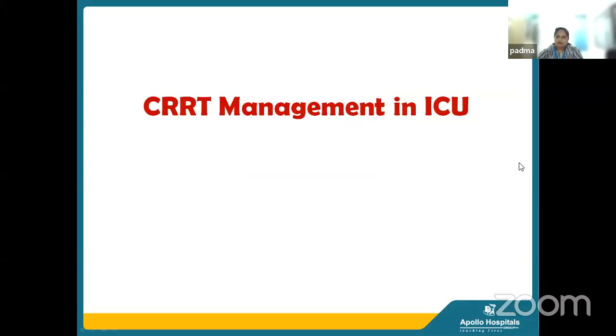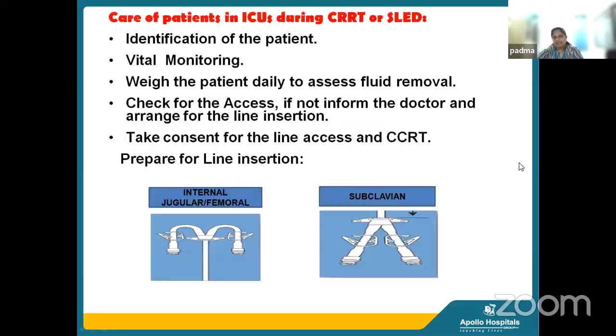And one more type of dialysis we do in ICU is CRRT. So, care of patients in ICU during CRRT, and SLED, which is slow low-efficiency dialysis. As soon as we receive a patient from ER to ICU who needs immediate dialysis, we need to identify the patient first, check the vital parameters, weigh the patient daily to assess fluid removal, and check for the access. If not present, inform the doctor and arrange for line insertion. Before that, we need to take consent for the line access and the CRRT procedure.